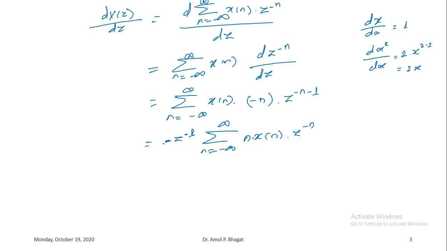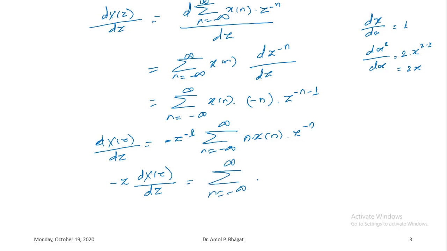If I am sending this minus z inverse to the left hand side, this is the value of dX of z upon dz. So what will I get? I'll get minus z simply, because it will be 1 upon minus z inverse, so I send this z inverse to the numerator, so it will be z simply. So minus z derivative of X of z upon dz equals simply summation n equals minus infinity to infinity n into x of n into z to the power minus n.